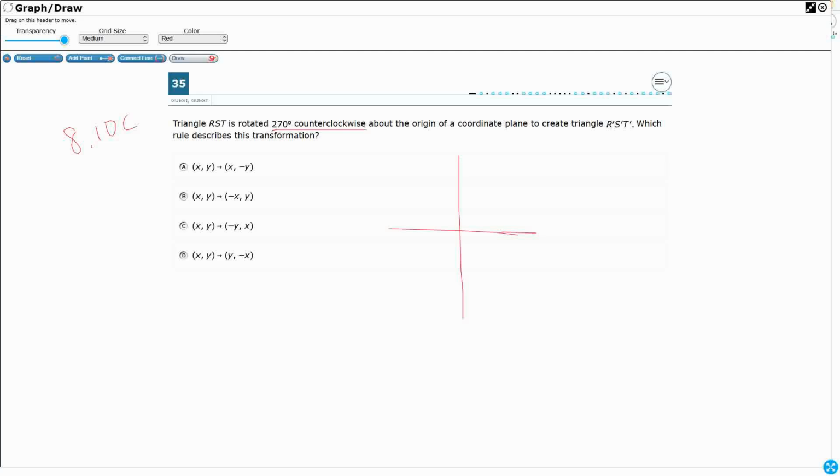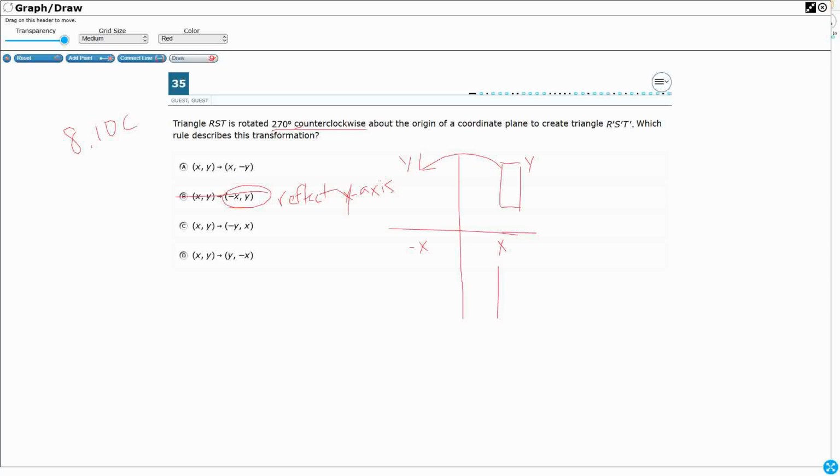So let's say I've got a shape that's right here, okay? And if I wanted to reflect it across the y-axis there, what's going to happen is my x is going to become my negative x, but the y stays the y. So that's what we have right here. So this is a reflection across the y-axis. We're not looking for that, so we're going to cross this one out.